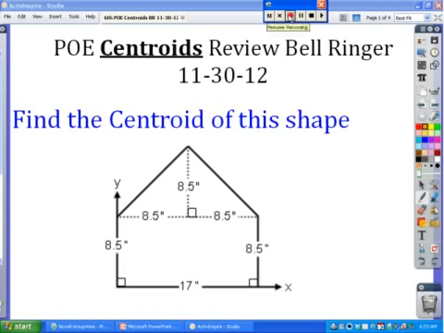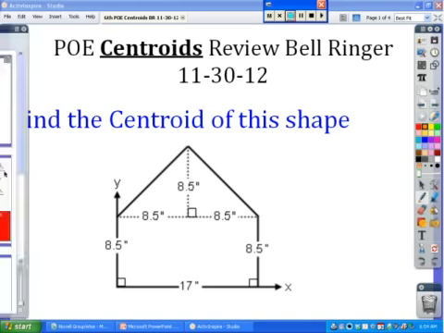This video covers a bell ringer review problem for today's Centroids. I want to find the centroid of this shape. It's not something I can do just by looking at it. There's some calculations we need to do. This is still not an overly complex topic to deal with.